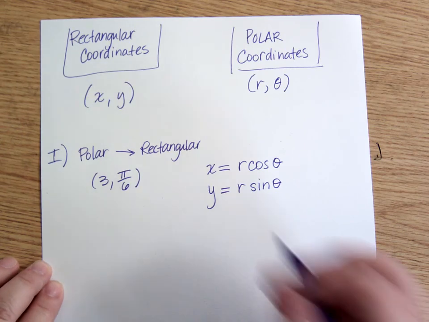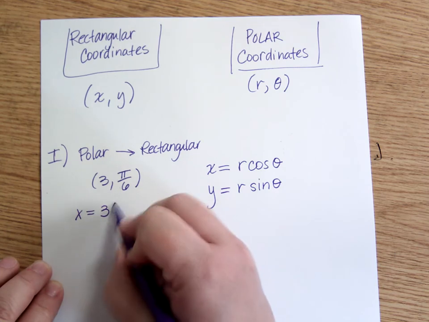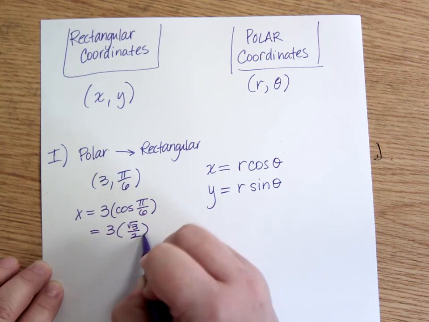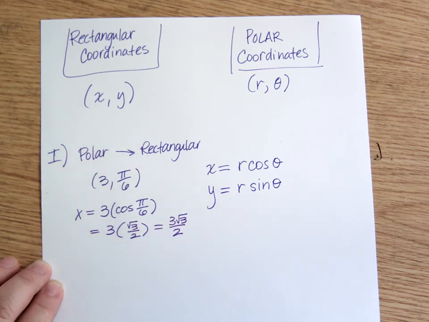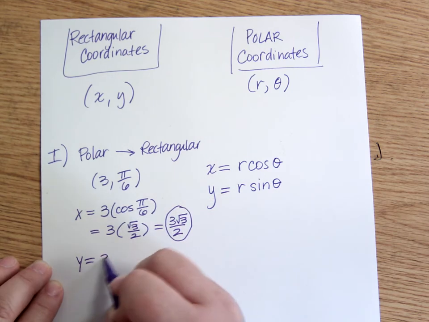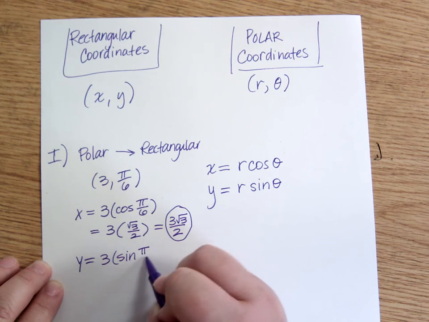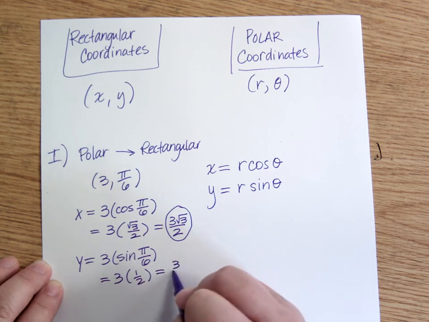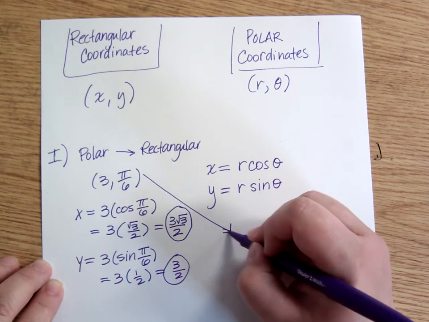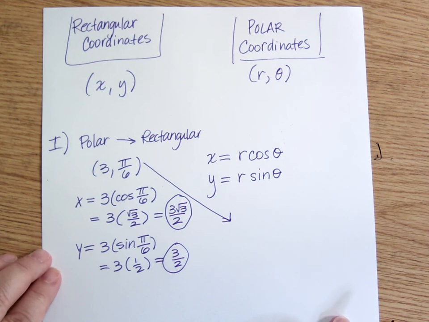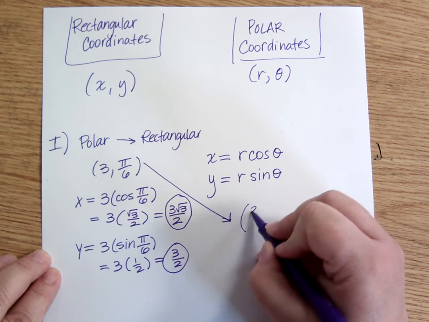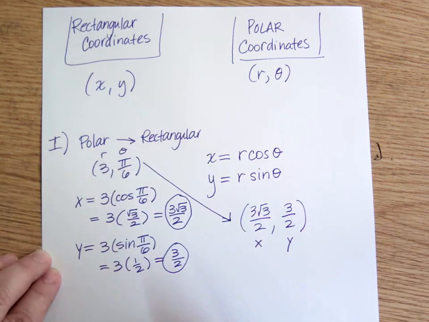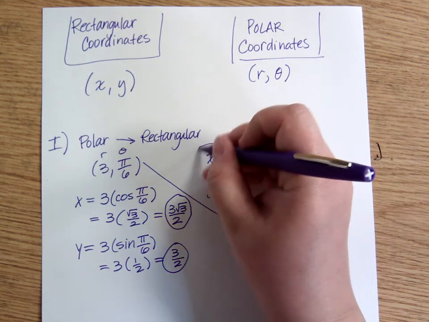But for this particular example, that means my x value is 3 times the cosine of pi over 6, which is square root of 3 over 2. So 3 root 3 over 2 is my x. And then my y is 3 times the sine of pi over 6, and the sine of pi over 6 is 1/2. So this is 3 times 1/2, which is 3/2. So the rectangular coordinates for this particular point, in other words the same location, just written where it would appear on a different grid, are (3 root 3 over 2, 3 over 2). So that's my x and my y. This was my r and my theta. That's how we get from polar to rectangular.